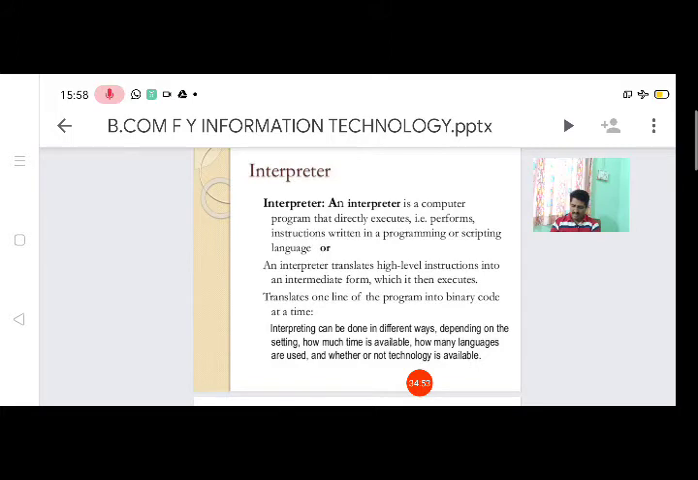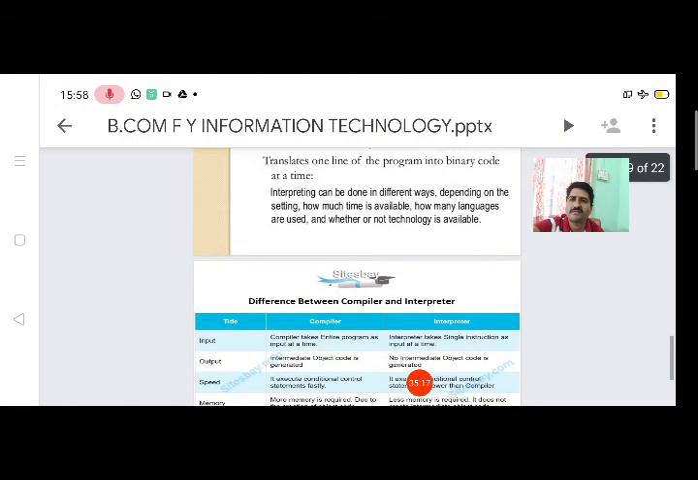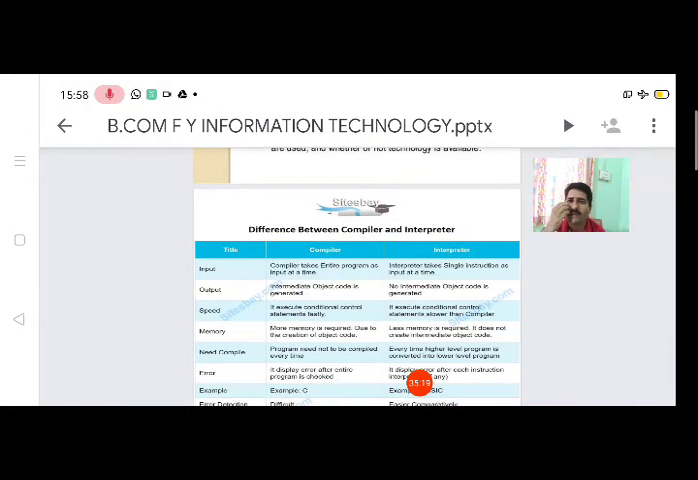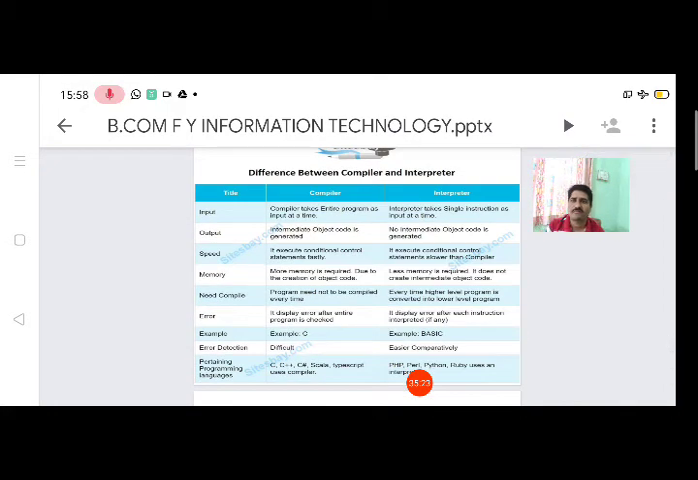This is called an interpreter. It is not the same as a compiler: a compiler reads the code, while an interpreter reads and executes immediately. Now, the difference between the compiler and interpreter.